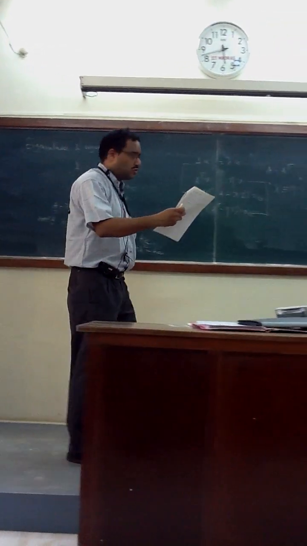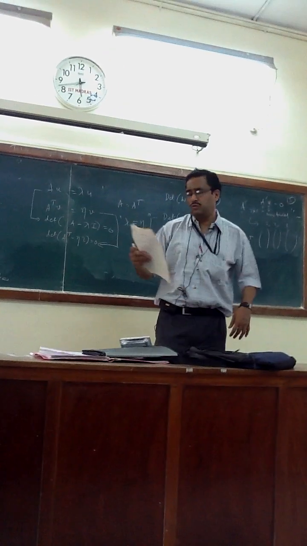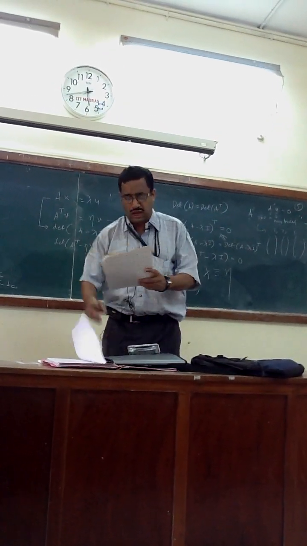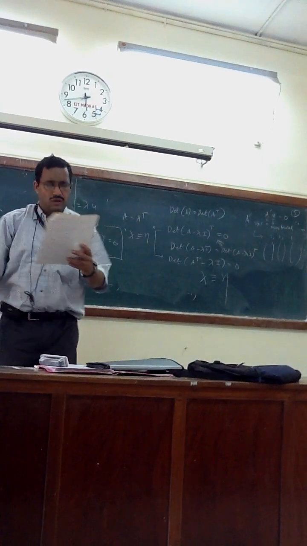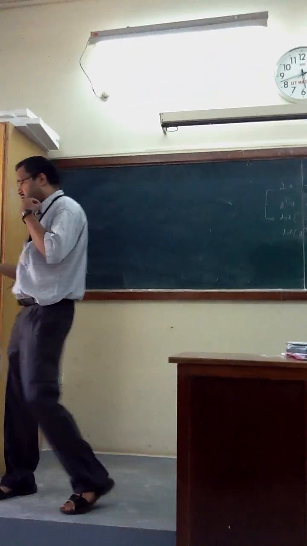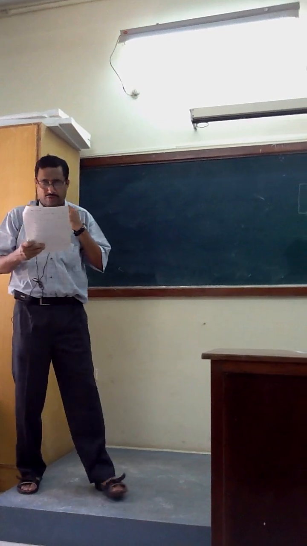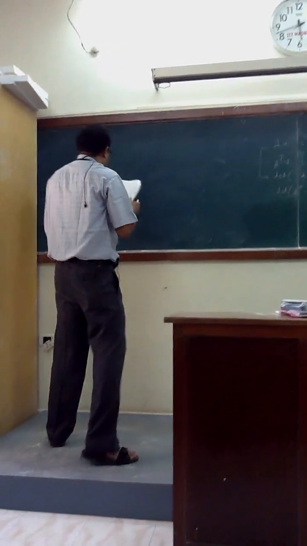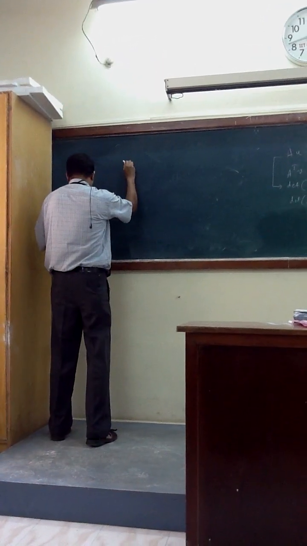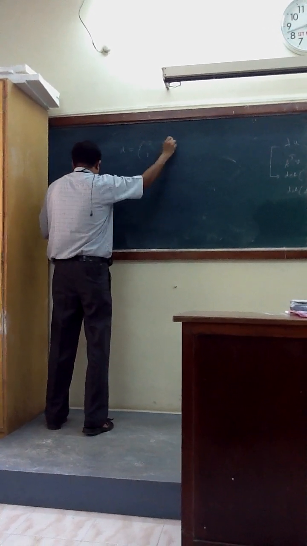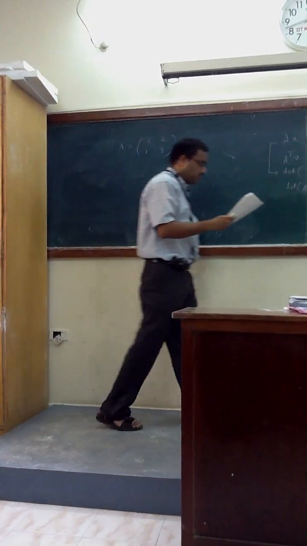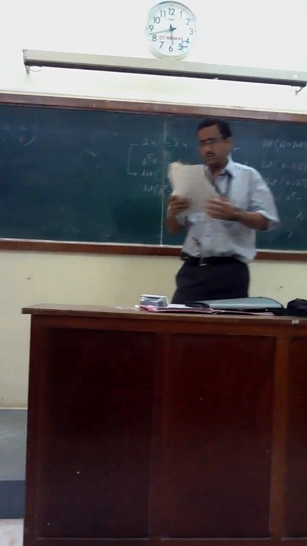Now I will give a 2 by 2 matrix to find the eigenvalues for A and A transpose. Let's take up some numerical examples before proceeding to the next theorem. Determine the eigenvalues of A and A transpose. A is [2 1; 1 3].